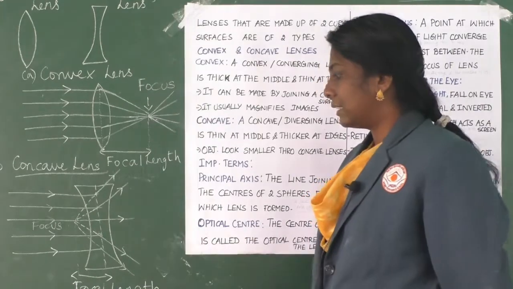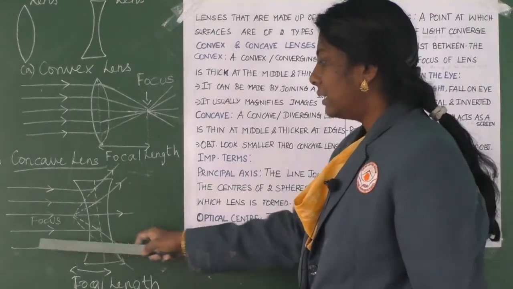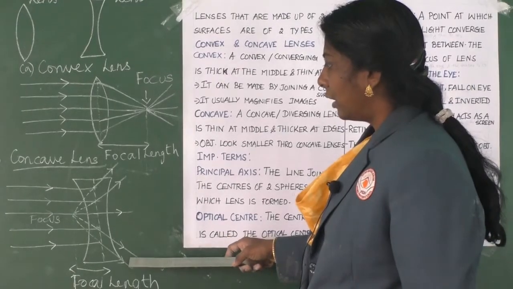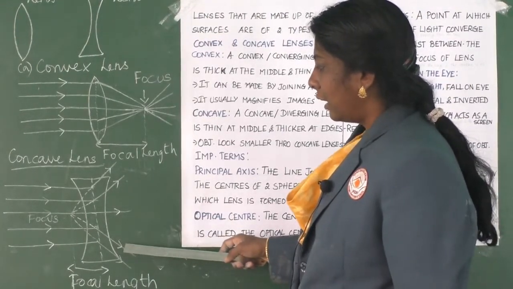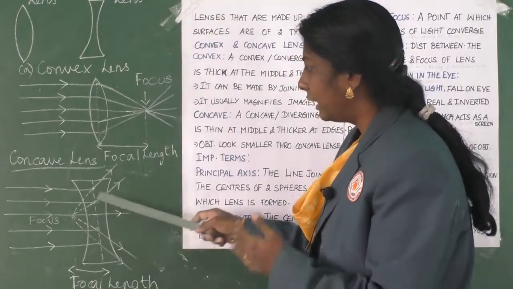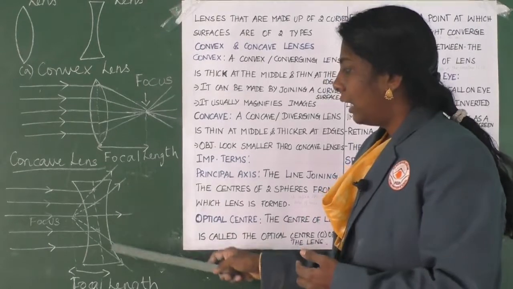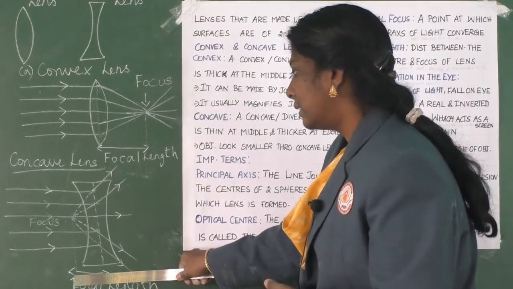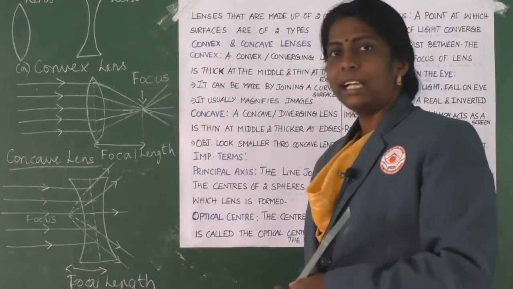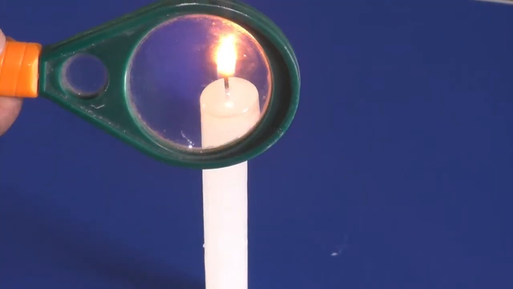Then about the concave lens. You can see the shape of the concave lens here. Light is passing in this direction, and when it passes through, it diverges from this point. The distance between the optical center and the point of focus is called the focal length. Clear, children? Yes, children.